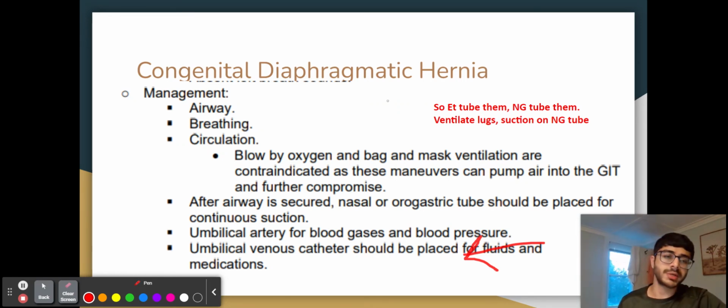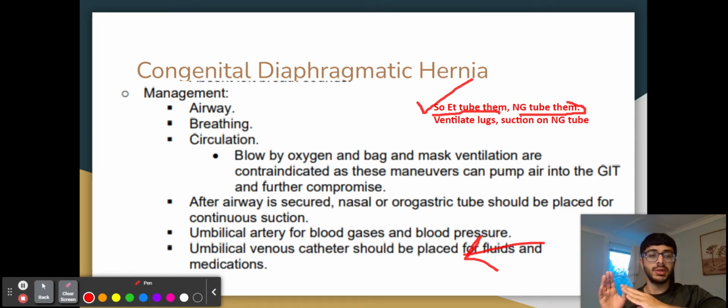So the point I'm trying to make is you're going to put an ET tube down, so you're going to make sure you're ventilating the lungs. You're going to put an NG tube in, and you're going to start suction, right? Bag and mask ventilation, or over the mouth ventilation, is contraindicated. You need to put an ET tube and an NG tube, and then you're going to ventilate and decompress.